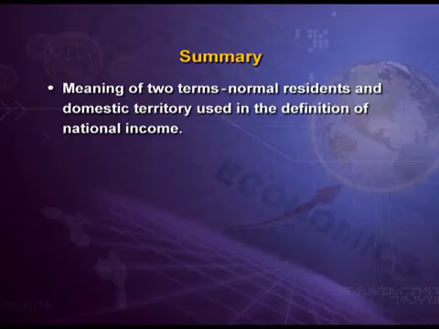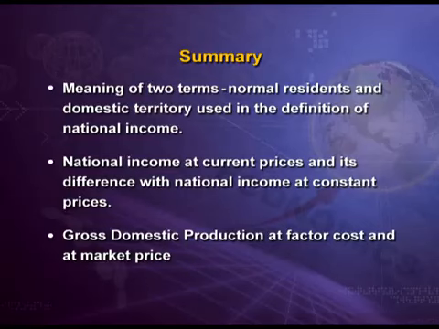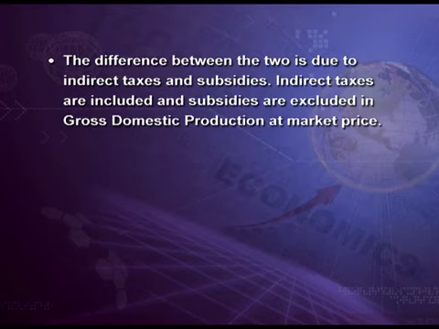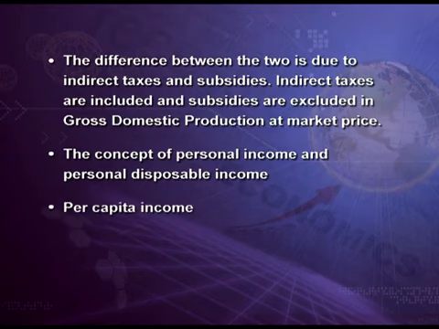Let's revise what we have done today. Today we started with the meaning of two terms, normal residence and domestic territory, used in the definition of national income. Then national income at current price and its difference with national income at constant price. Then gross domestic product at factor cost and at market price. We came to know that the difference between the two is due to indirect taxes and subsidies. Indirect taxes are included and subsidies are excluded in gross domestic product at market price. Then we did the concept of personal income and personal disposable income. And the last topic, discussion of per capita income.